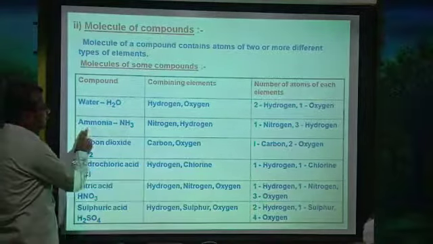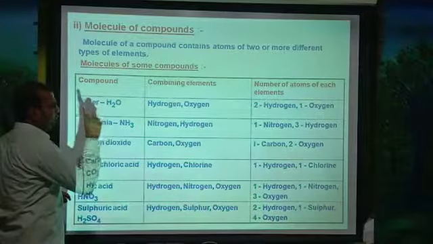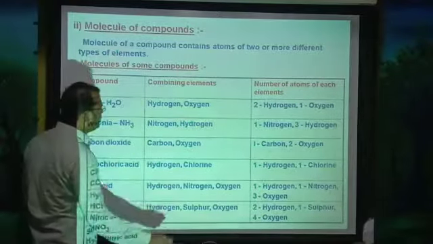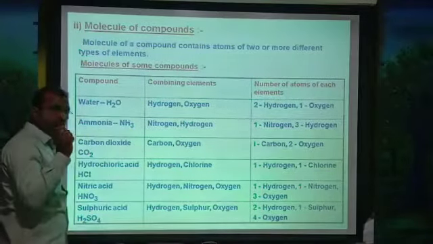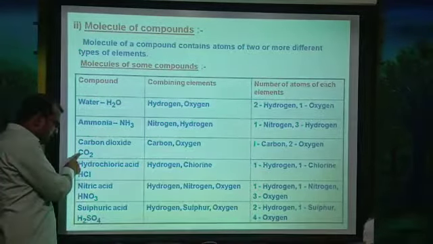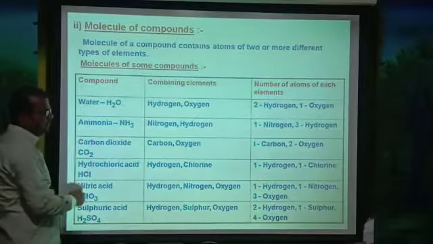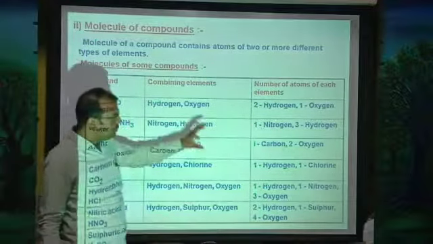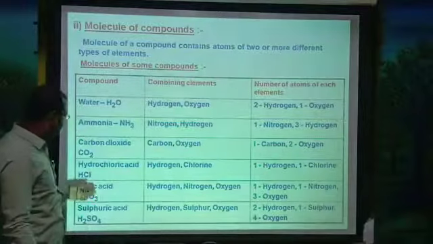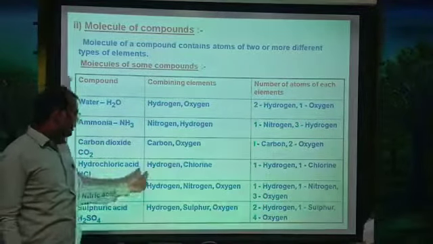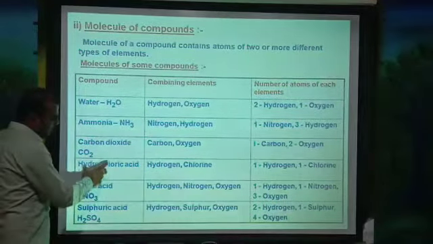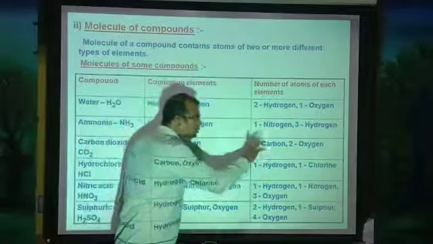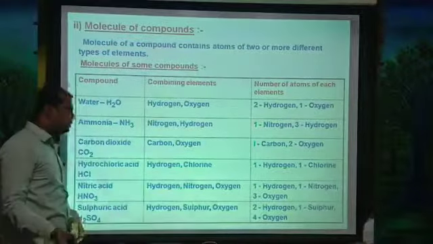You just see ammonia, NH3, which has 1 nitrogen and 3 hydrogen atoms making one compound with a definite proportion. Just see carbon dioxide: 1 carbon atom and 2 oxygen atoms combined together make carbon dioxide. Like this, hydrochloric acid consists of hydrogen and chlorine. How much is present? There is 1 hydrogen and 1 chlorine atom combined, making 1 compound.